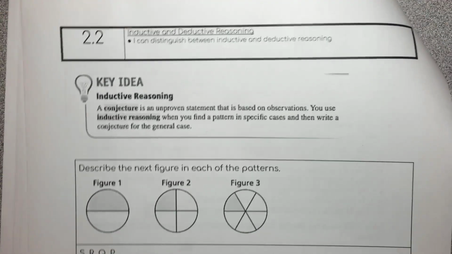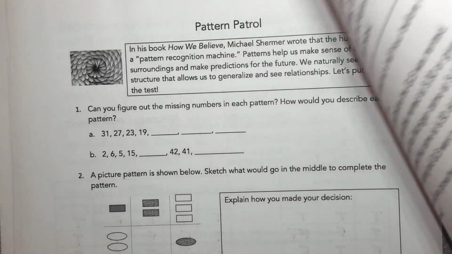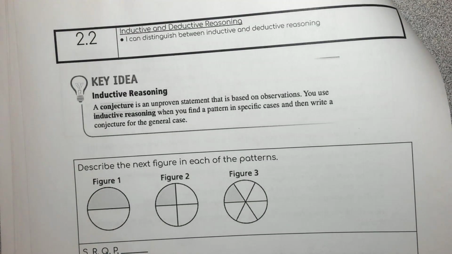All right, so we are starting 2-2, which, if you remember the pattern things we did on the last 2 pages, so you did the car one and the pattern one. That was inductive and deductive reasoning. You just didn't know it. So today we're going to describe what they mean, and then we're going to use them.